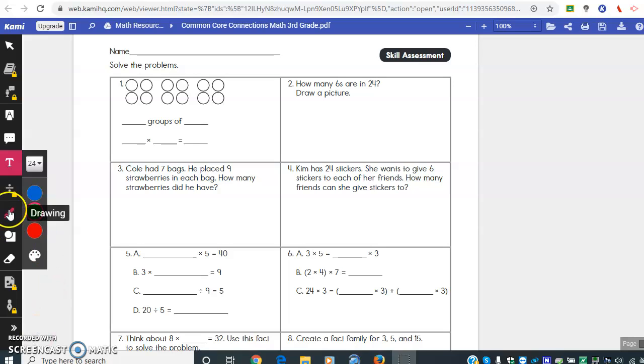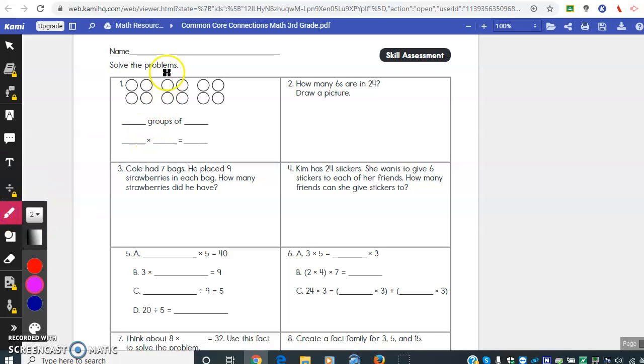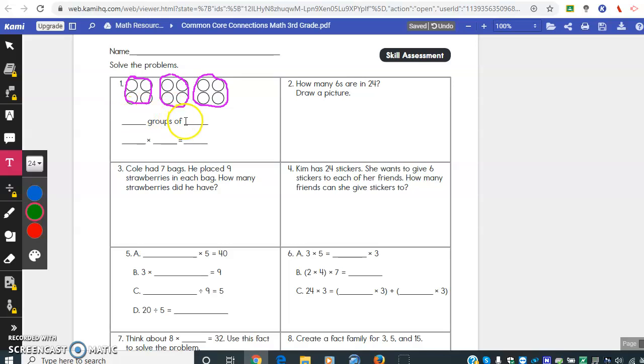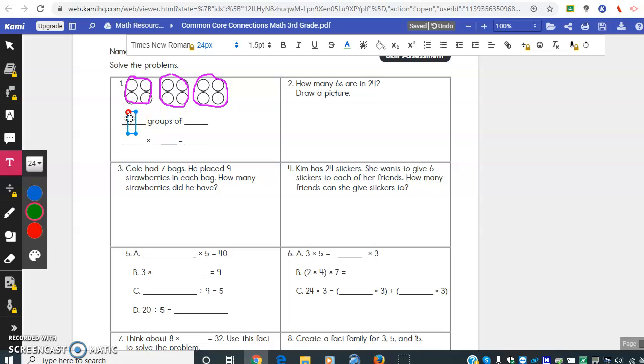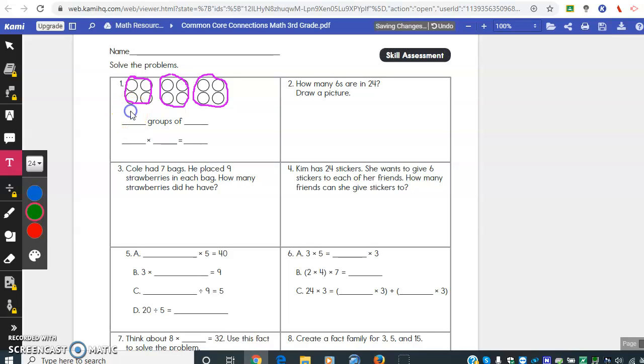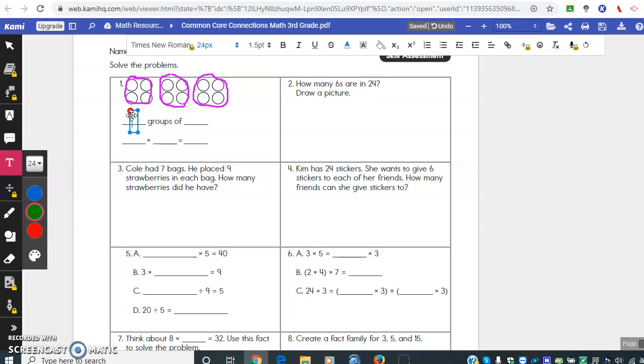So what I've got going on here is I have some groups. This is a group. This is a group. And this is a group. What I need to do is change this into a groups of statement. So how many groups do I have circled in purple? I've got 3 groups circled in purple. And each group has 4 in it. So I've got 3 groups of 4 going on right here.